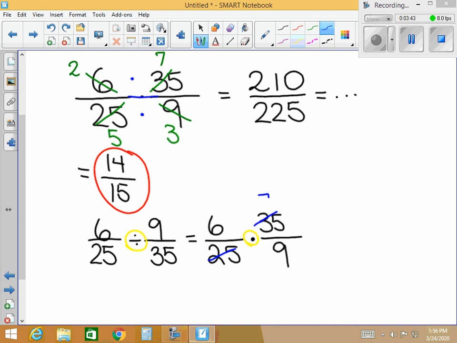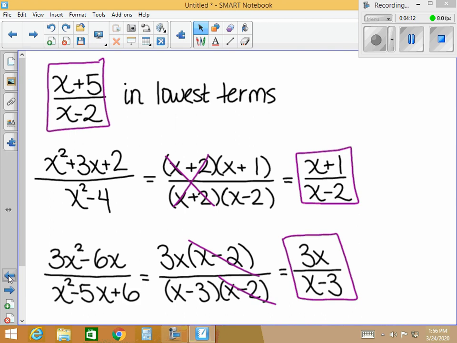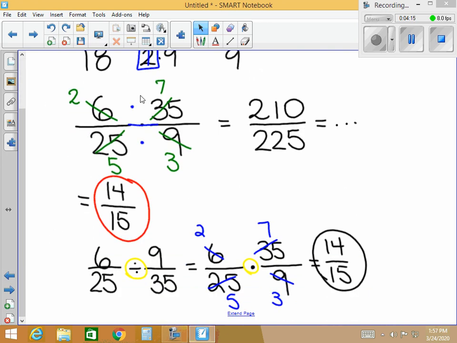Now this is just the same problem that we had up above. 6 and 9 have a 3 in common. 35 and 25 have a 5 in common. I put the pieces back together, and I have 14 over 15. While it's perfectly acceptable in the problem up above to start with the 210 over 225 and then reduce, we are not going to want to do that when we're multiplying and dividing things that look like this. When we're multiplying and dividing, and this is a good practice with numerical fractions as well, it's nice to reduce in the first step and then go back and put your pieces together if you have pieces in more than one place.